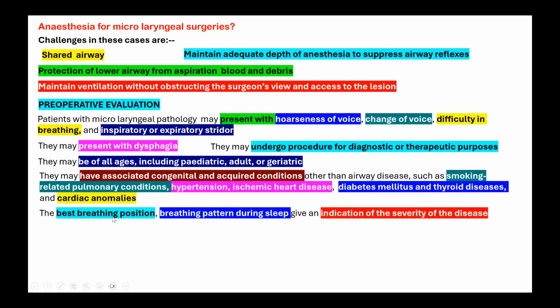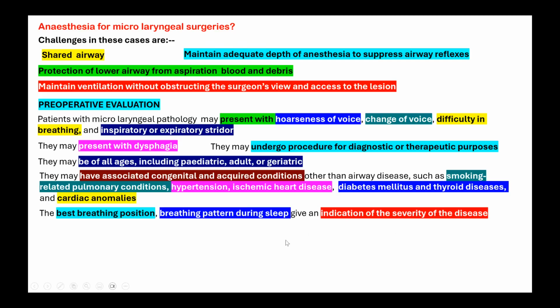One important assessment you have to make in the preoperative phase: you must ask the patient in what position he is able to sleep well. Is he getting obstructed by sleeping supine, or does he avoid that by sleeping only on the lateral or in the prone position? The best breathing position and breathing pattern during sleep will give you a clue about the severity of the disease.